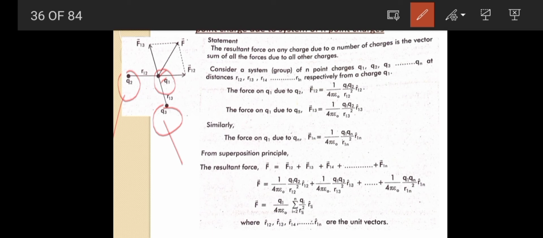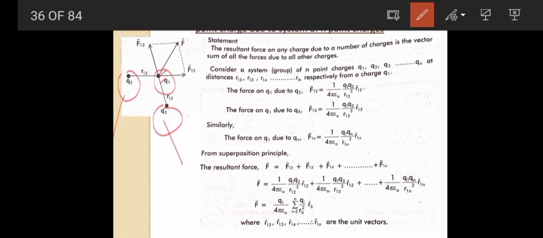Now to prove that, let us consider a system of n point charges q1, q2 and q3 up to qn. So in this figure, just for simplicity, I have considered only 2 point charges around the point charge q1. In total we have 3 point charges q1, q2 and q3. Clear? Now the force on q1 due to q2.